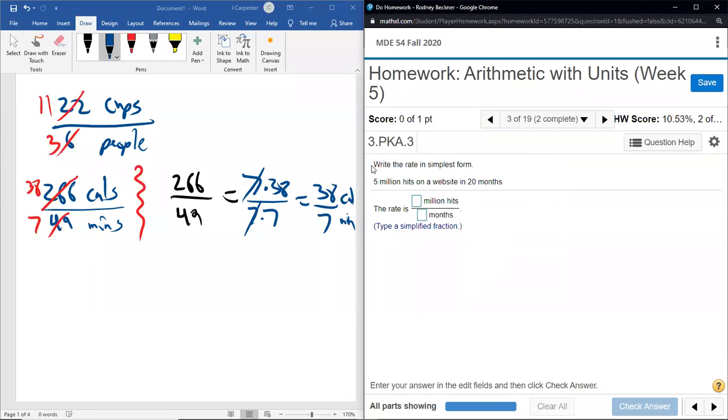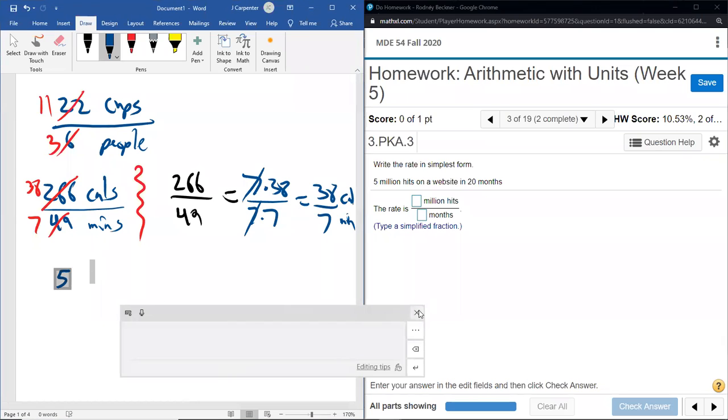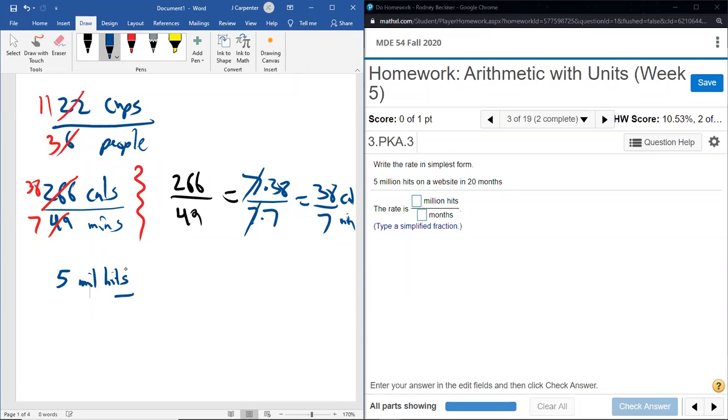Okay, write the rate in simplest form. 5 million hits on a website in 20 months. So they want millions of hits first and then months second. And they wrote the word millions in here, so you don't need to do 5 and then 6 zeros. All right, so we got 5 million hits on a website over 20 months.